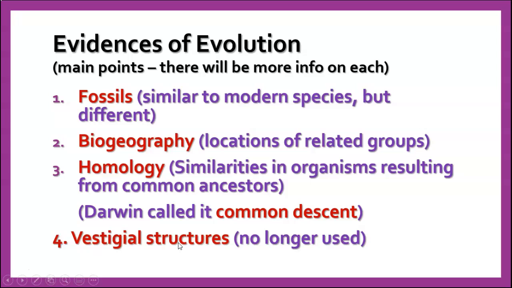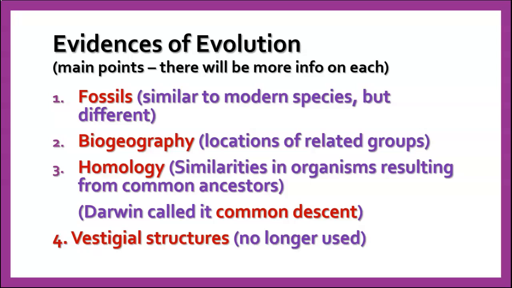So there were four main categories of evidence, okay? And we're going to talk a little bit in turn about each one of these. And so one is fossils. Darwin saw lots of fossils, and we still see fossils today that are very similar to modern species, but there's some differences there. And so what are the differences and how has that changed things over time? Secondly is biogeography. This is the locations of related groups in different parts of the world that have more to do with what the environment was like there at the time than what it's like now.